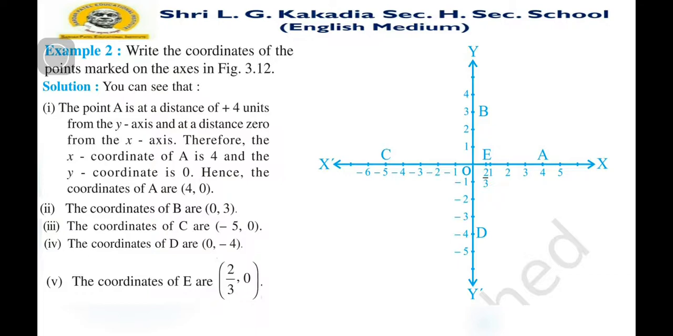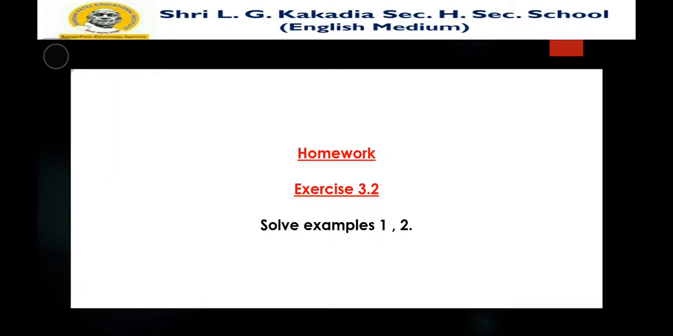So in this way we can denote the coordinates of any point on a plane, and it is known as the Cartesian system to denote the position of a point on any given plane. So solve some examples given in exercise 3.2. Solve examples 1 and 2 given in exercise 3.2, and all are so simple that you can solve them easily.